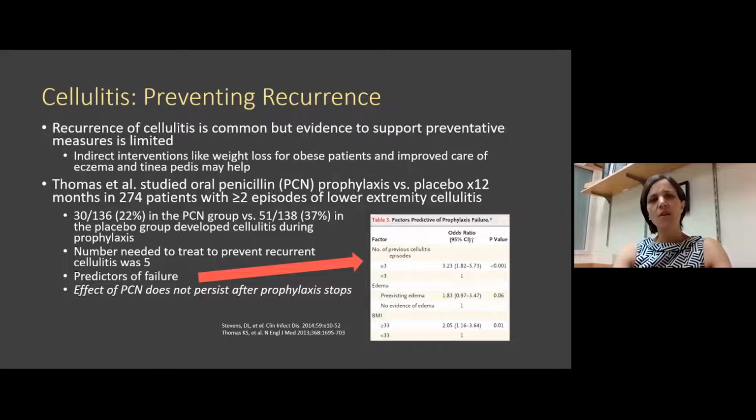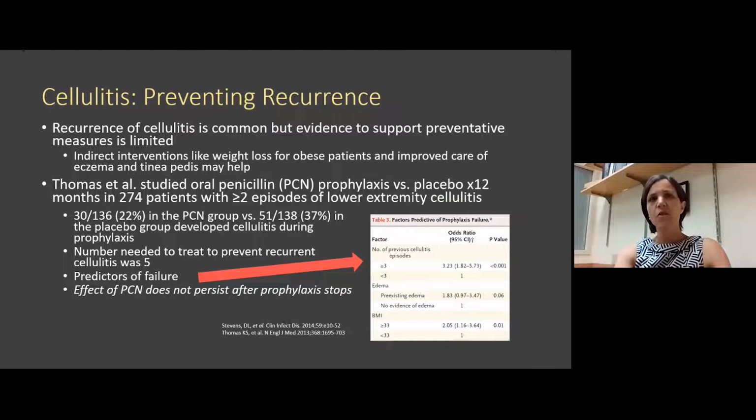The other thing to know about this study is that it very clearly showed that the effect of penicillin does not persist. So you don't get credit for time served. If you take your penicillin prophylaxis for a year and you don't have any episodes of cellulitis, that's great. But at week 1 after stopping the penicillin, you're going to be just as vulnerable to getting cellulitis as you were before you ever did the penicillin prophylaxis. So it's really only while you're taking it that you prevent the recurrences.